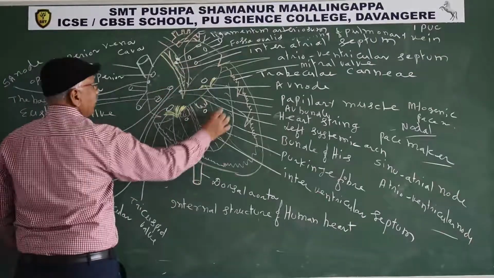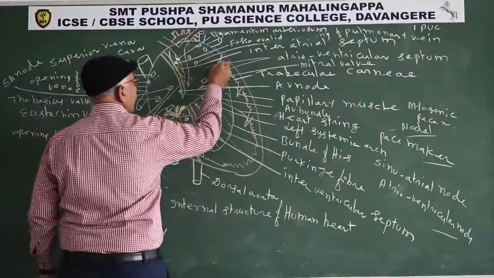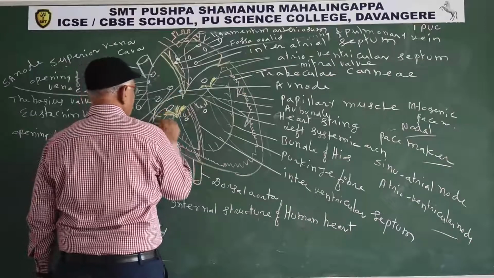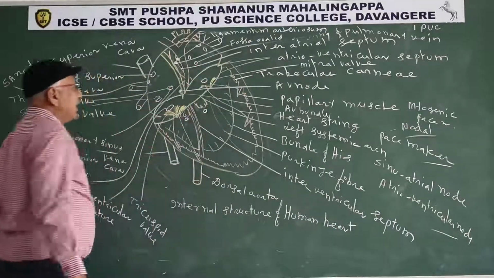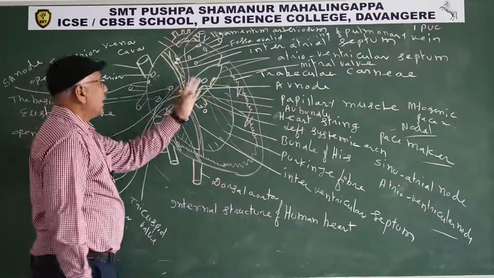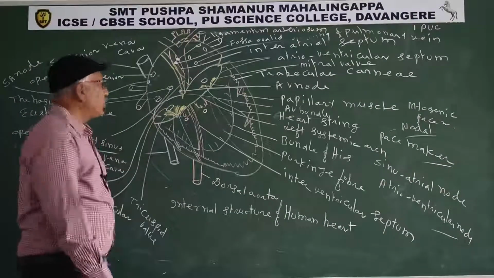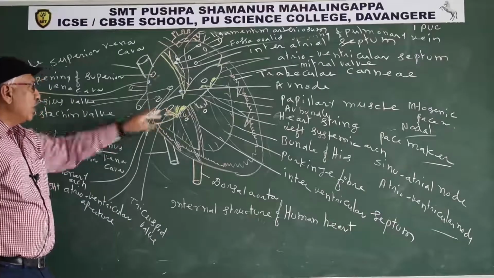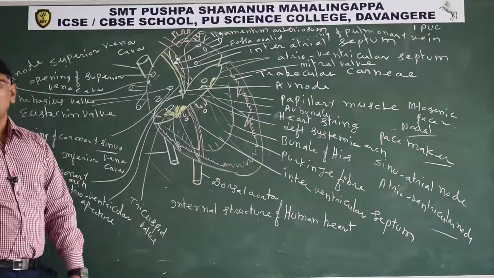Next one, the atria and ventricles are internally separated by a membrane known as the atrioventricular septum. The atrioventricular septum contains 2 openings. The opening present between the right atrium and right ventricle is known as the right atrioventricular aperture. The right atrioventricular aperture is guarded by the tricuspid valve.